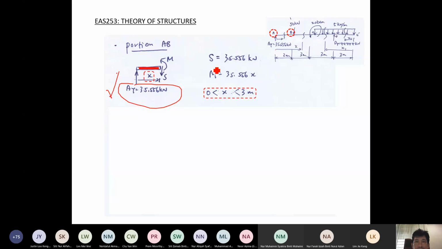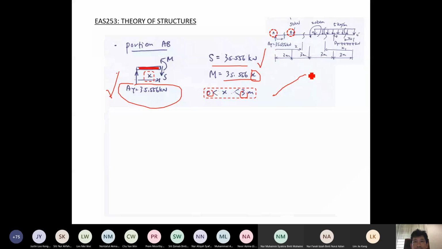Shear constant. That's it. So when the shear is X here, it is a straight line. And how to get a straight line? You need to know one point in the beginning, one point at the end. So the beginning is 0, the end is 3. You substitute there, so you get 2 points. Then you can connect them, and that gives you a straight line. And that is the bending moment variation for this part A to B, later on when you want to draw.